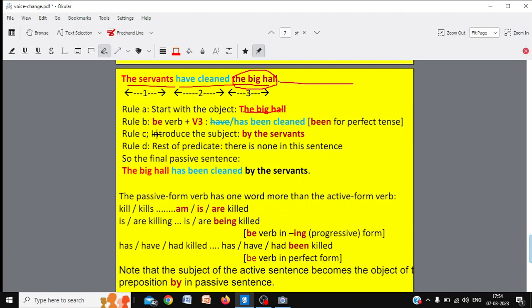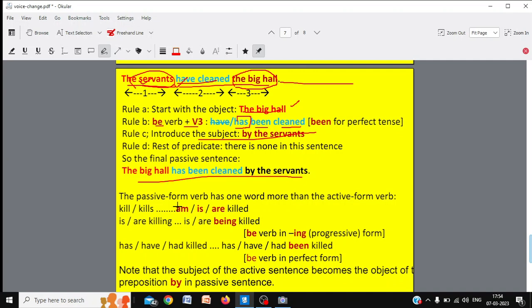The big hall. Now, be verb plus V3. So we have cleaned, that means it has to have have or has. Because here we had plural, the servants, we were using have. Here the big hall is singular, so we will be using has. So has been cleaned, there is a be verb and cleaned is a V3 form. Introduce the subject by plus the servants. So by the servants, and in the rest of the predicate there is none. So we get, the big hall has been cleaned by the servants.